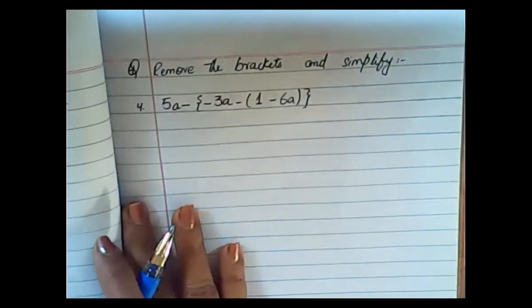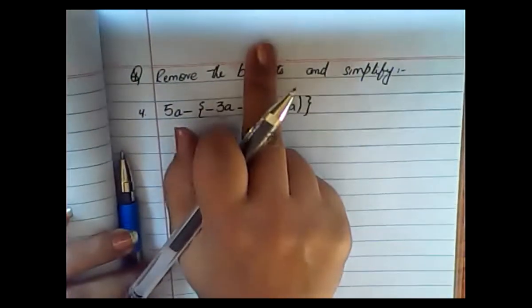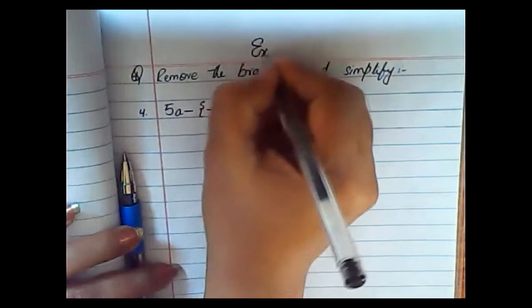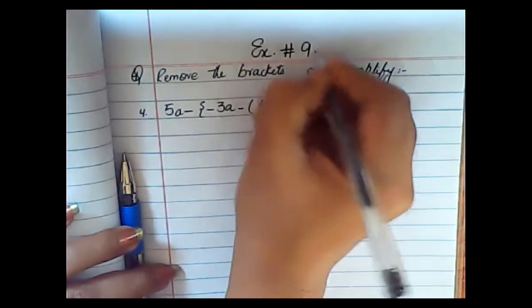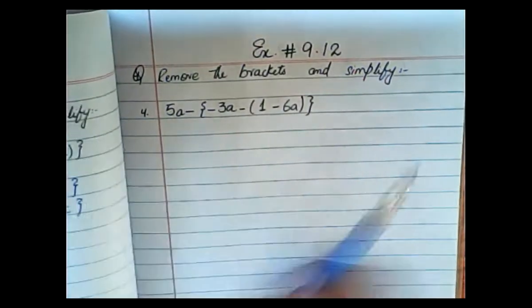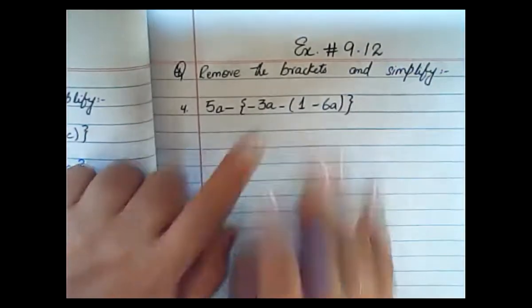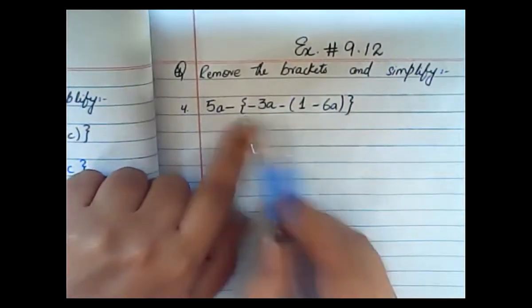Here you have another question, and it is the same exercise. First of all, as you can see, there is no name of the exercise, so you will write it down here. This is your exercise number 9.1.12. Now remove the brackets and simplify. First of all, you should identify how many brackets there are. Two brackets. This is a curly bracket, this is a round bracket.